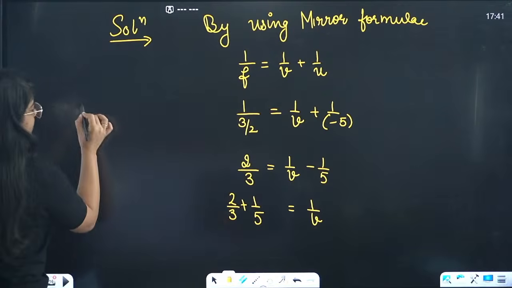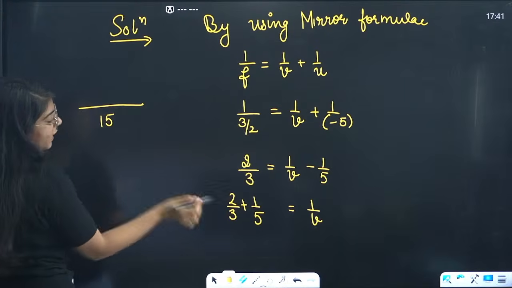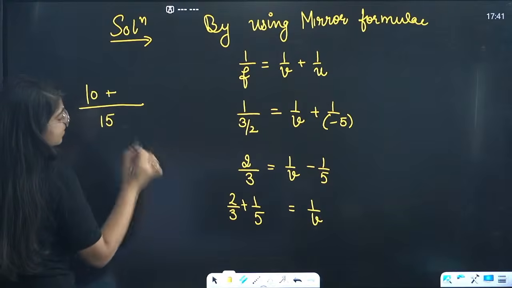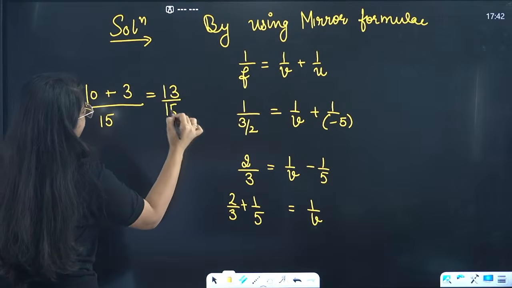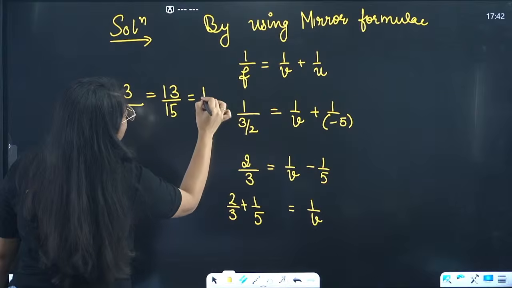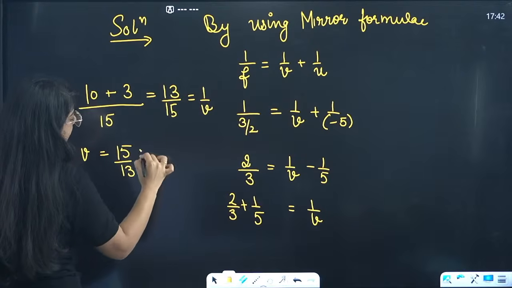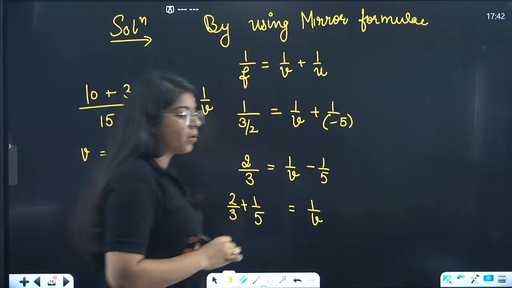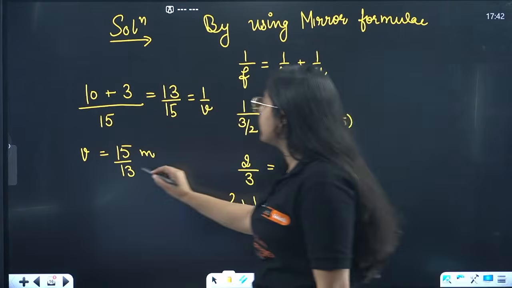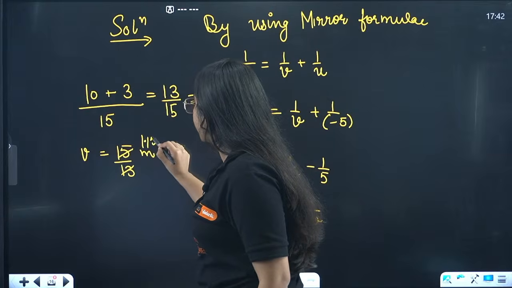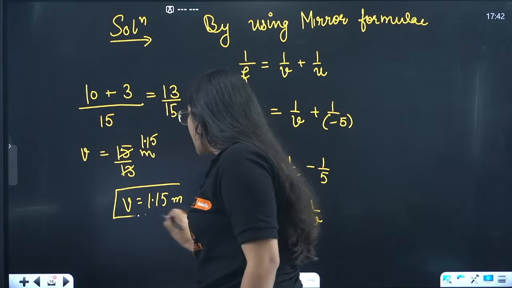Now take the LCM of this. The LCM of 3 and 5 is simply 15. 3 into 5 will be 15. So 2 into 5 will be 10, plus 5 into 3, that is 3. That is your 13 by 15. Now this is your 1 by v. So v will be 15 by 13, and this is in meters, remember. This is in meters. Done? And if you divide this, you will get the same answer, 1.15 meters. So v equals 1.15 meters.